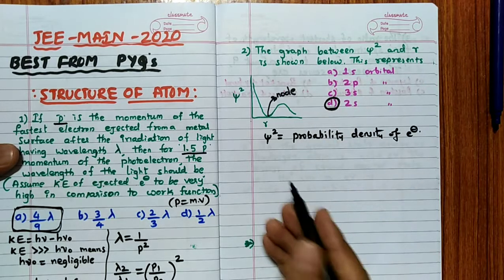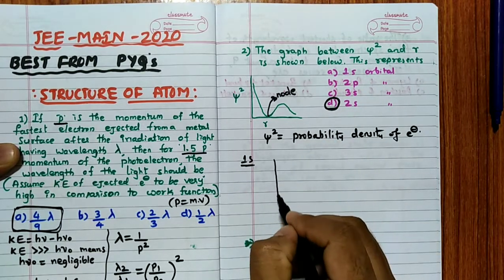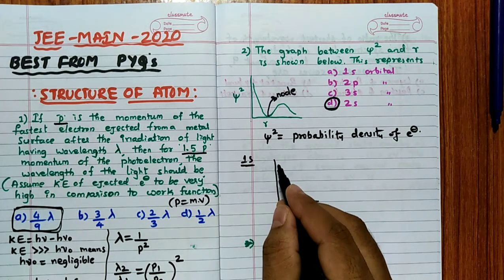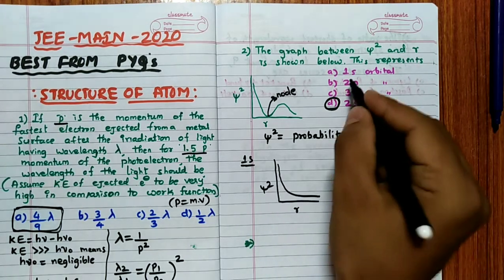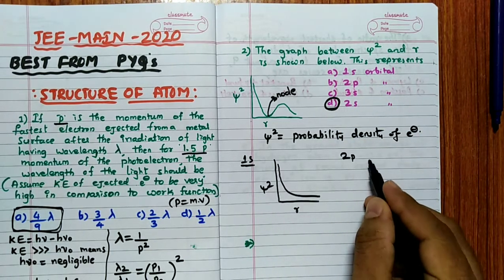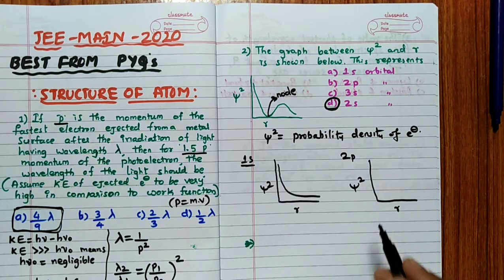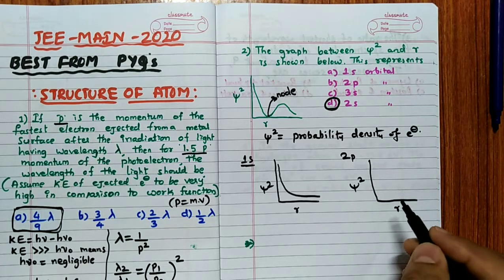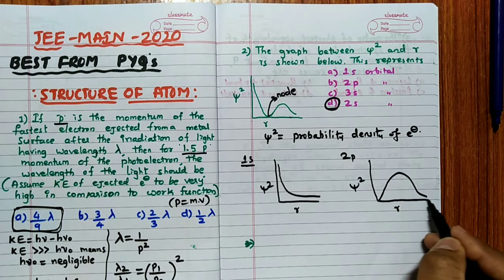Then I will show you how the other graphs look. See, 1s looks like this. If a question is asked on such a case, it should be helpful for you. 1s always looks like this, psi square against r. Then how does 2p look? See, 2p looks like this, psi square against r. It is also there in the textbook; you can refer. In case of 2p, it will start from here and go like this.